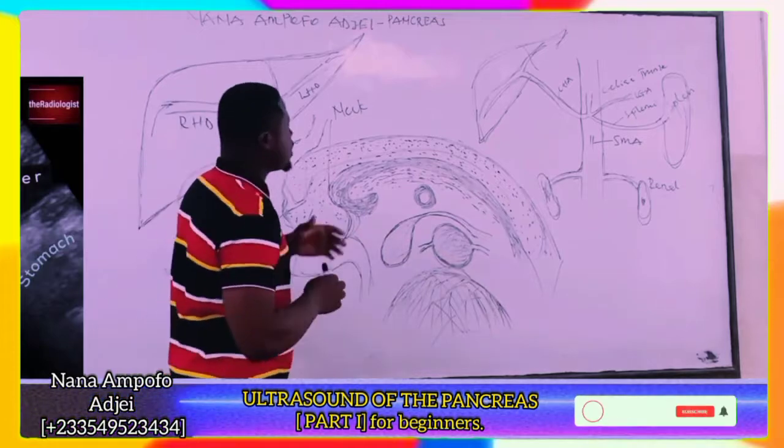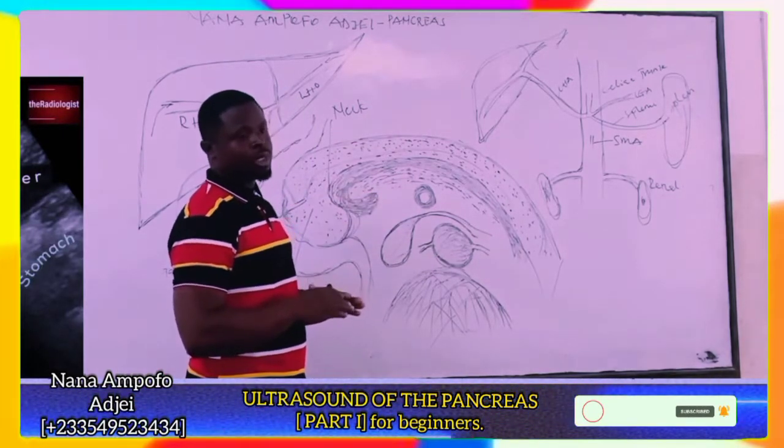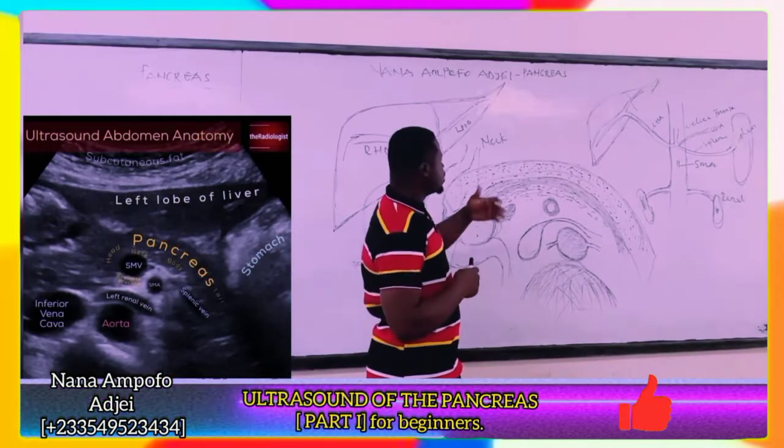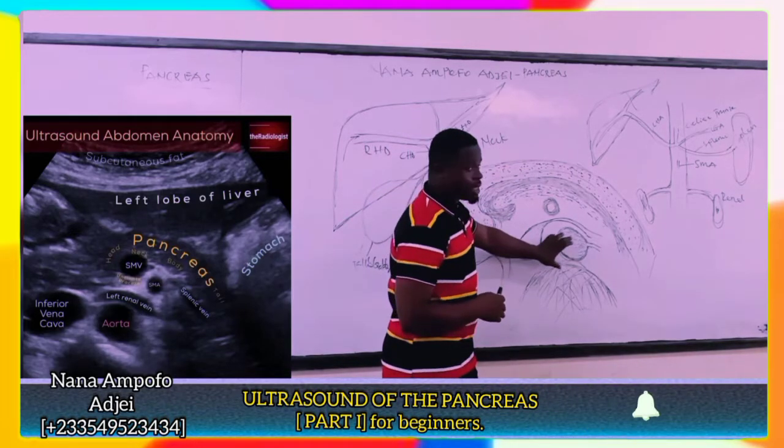So we see structures anteriorly, and then structures that are what below. From the skin, the subcutaneous tissues, and then the rest. This should be your landmarks.